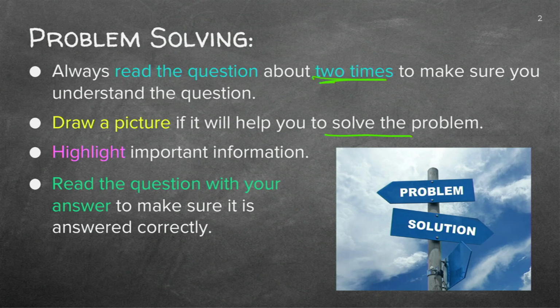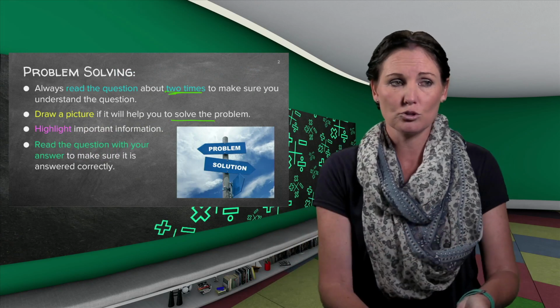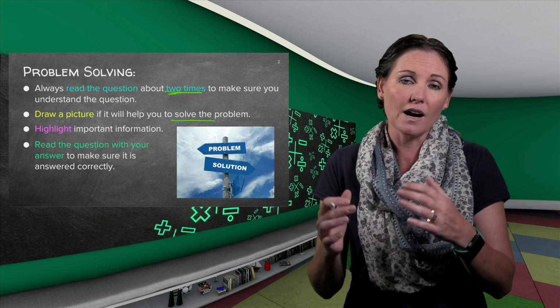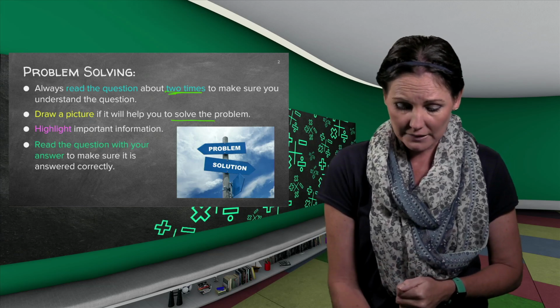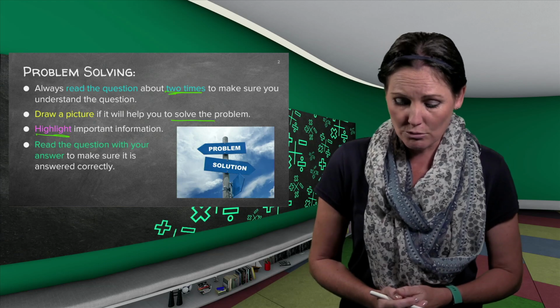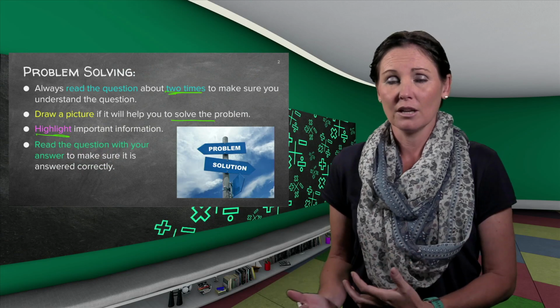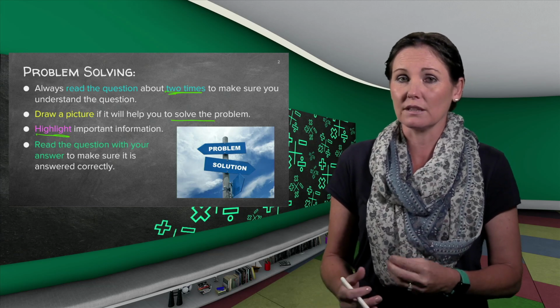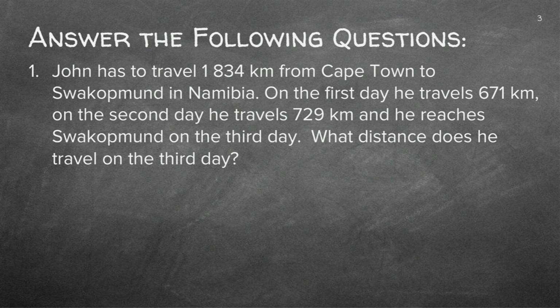Sometimes it's better if they tell you you've got a 3 meter ribbon and I need 10 2 centimeters. How many am I going to use? Sometimes it helps to draw a ribbon and divide it. It will help you if you have a picture to see and work from that. Highlight important information. Read the question with your answer to make sure it is answered correctly. So when you are done with the problem, read the answer with the question to make sure you answered it correctly. So let's start.